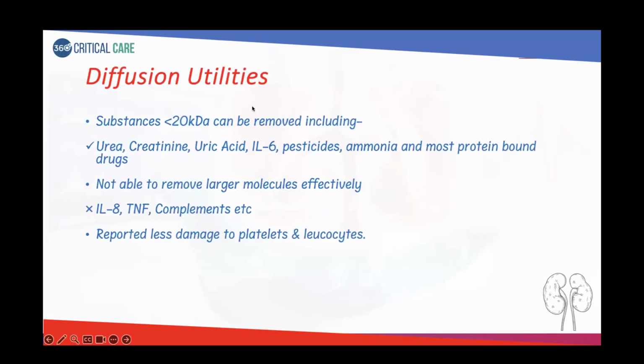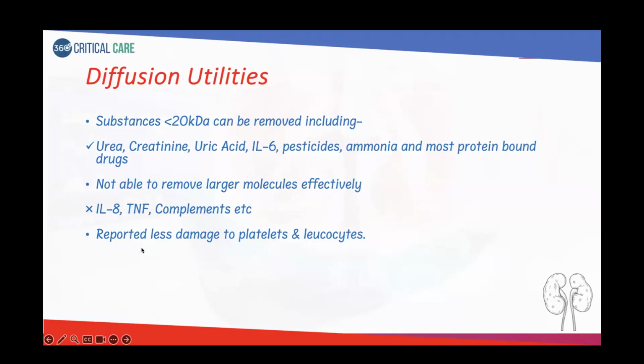Now, diffusion, utility for specific substances. As I said, substances that are less than 20 kilodalton can be removed easily through diffusion, which includes urea, creatinine, interleukin 6, not all the interleukins, only interleukin 6. Some of the pesticides, ammonia, and most protein-bound drugs are amenable to diffusion. It is not able to remove larger molecules effectively, like complements, TNF-alpha, or other interleukins.